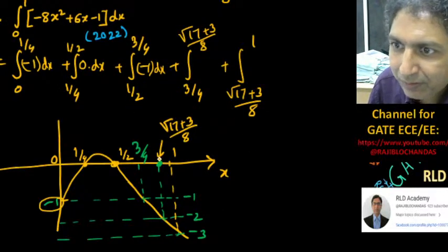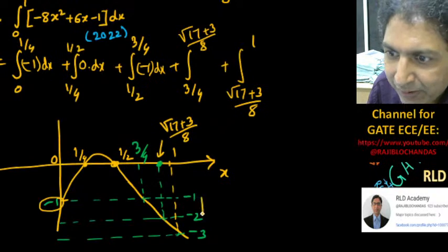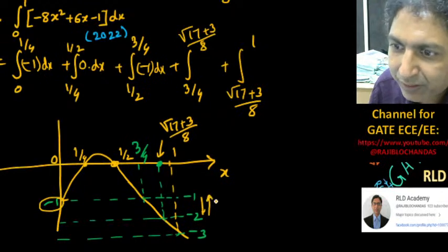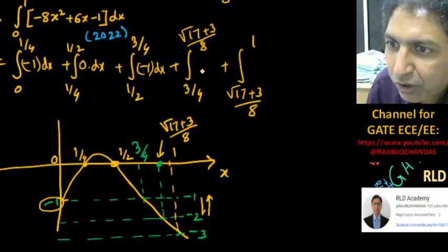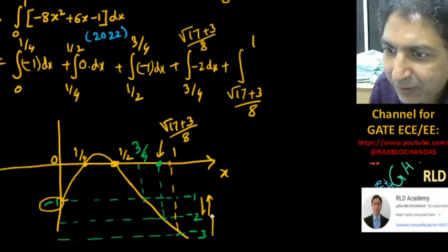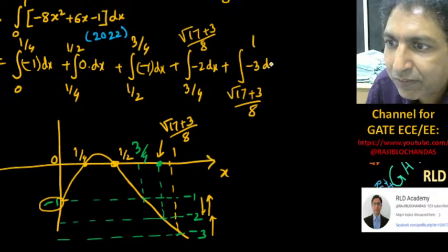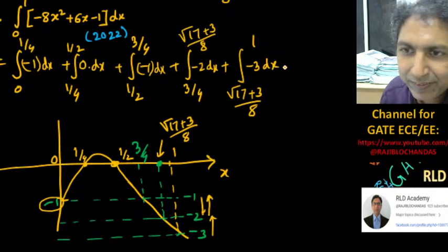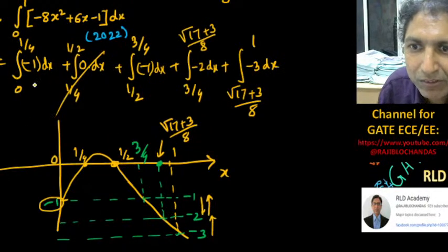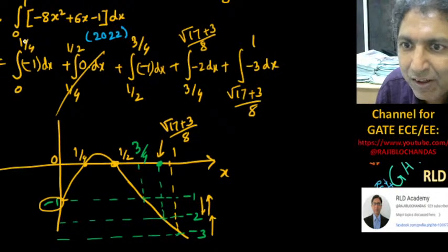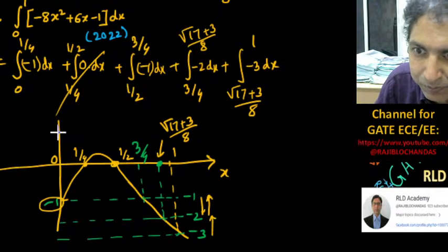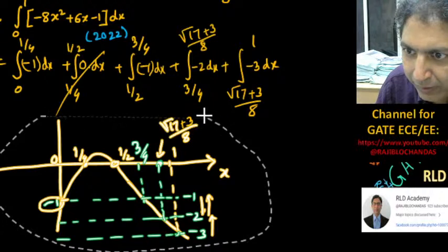Then within 3/4 to this one, its range is minus 1 to minus 2. So otherwise minus 2 to minus 1, that's what I will consider. So greatest integer is minus 2. So it is minus 2 times dx. Then last one, this is minus 3 to minus 2. So minus 3 into dx. Okay. So this will vanish. This is 0. That one we can easily calculate, minus 1/4. Now we can easily calculate this value. So I'll calculate so that you will get confidence.